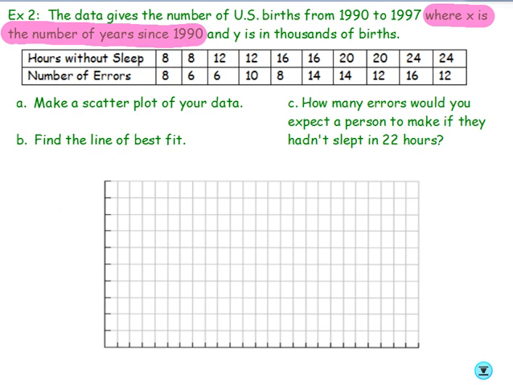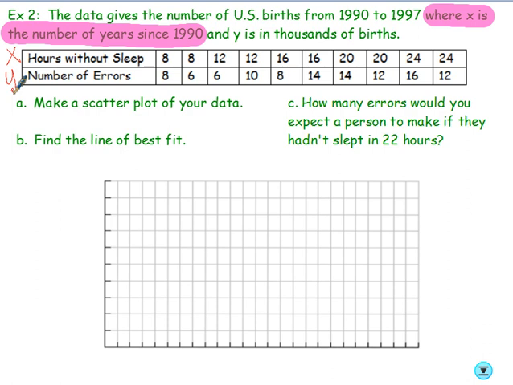So Miss Simon has realized that my words, for example, do not match my data table. So we're going to ignore the words and we're going to use the data table. So our data table has hours without sleep. That is going to be your X's. And number of errors is going to be your Y's. So we're doing again part A only. Make a scatter plot of your data.